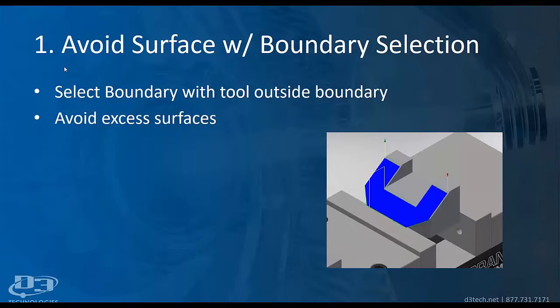So let's back up here. That brings me to my first example, using a void touch surface with the boundary selection. In this example, we're going to use a boundary, and then we're going to use a void to ignore basically different aspects of that model.